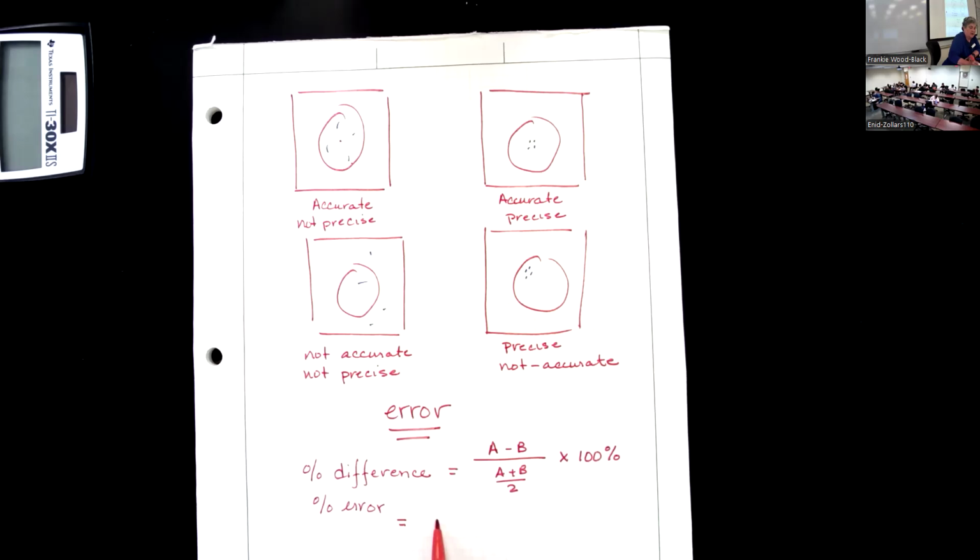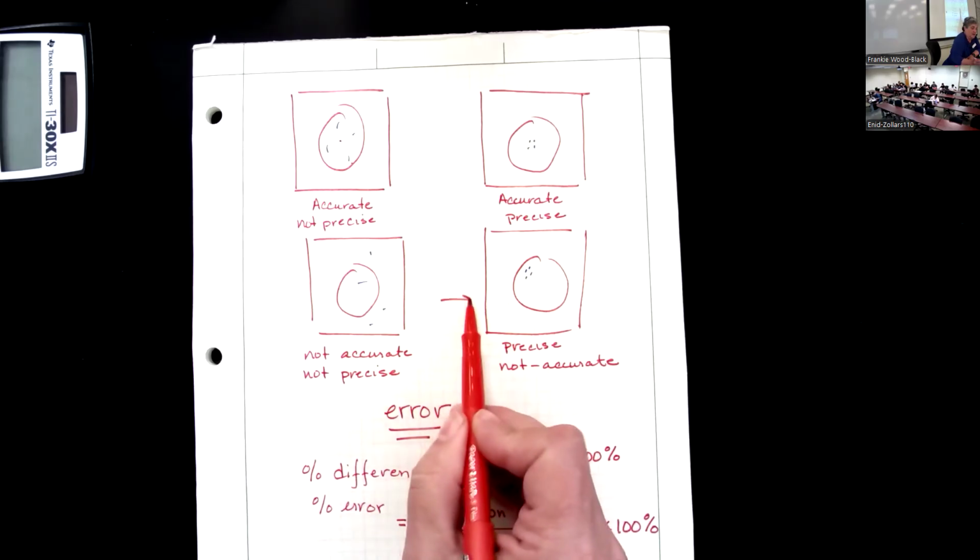Percent error is my unknown, and these are absolute values, by the way. Unknown minus the known divided by the known, that's absolute value, times 100%. So this will compare two different measurements. This will compare your measurement against a known value. So this will give you your idea of error.